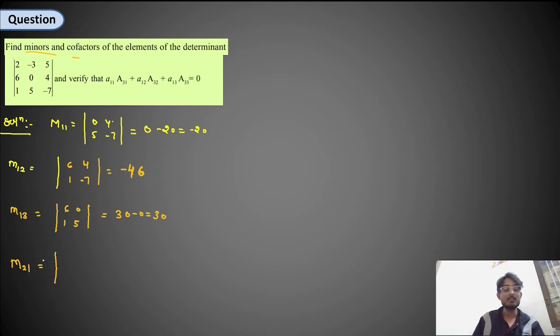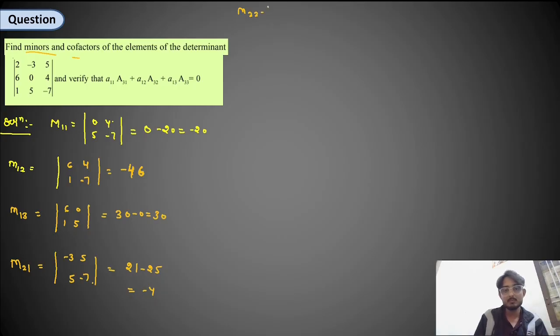Now M21. How can you find M21? I am eliminating the second row and first column. Here the second row is 6 0 4 and the first column is 2 6 1. So when you eliminate this, you will get minus 3, 5, 5 and minus 7. So 3 sevens are 21, minus minus plus, and 5 fives are 25, plus minus minus. So you will get minus 4.